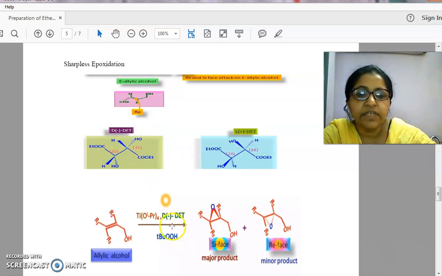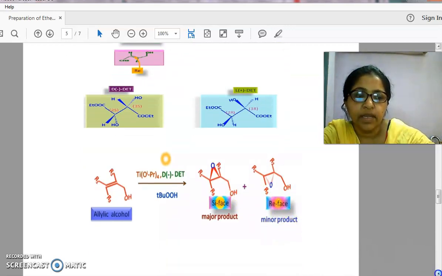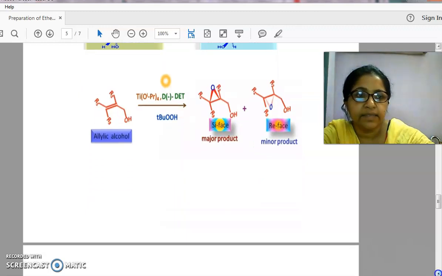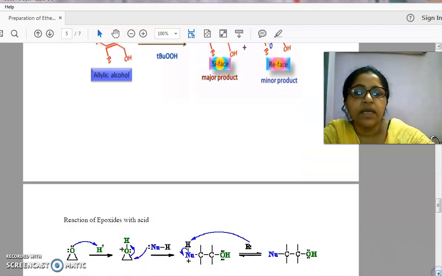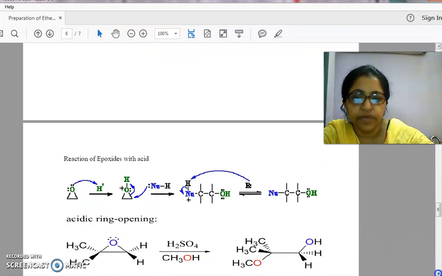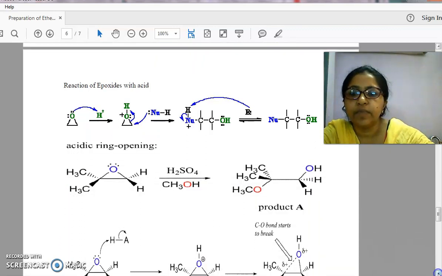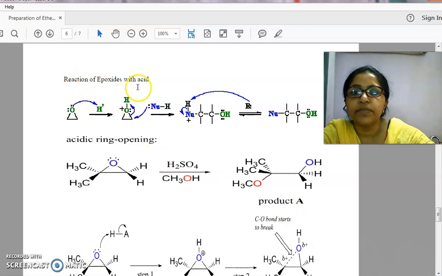So when you have a D-minus-DET, you get a major product where the epoxide ring is towards you, it's in front of you, on your face, and the rear face means the back side, and it is the minor product. Okay, so therefore it needs a very elaborate discussion, and at this first year stage it is not actually required for you. Let us see the next part, that is reaction of epoxides with acid.